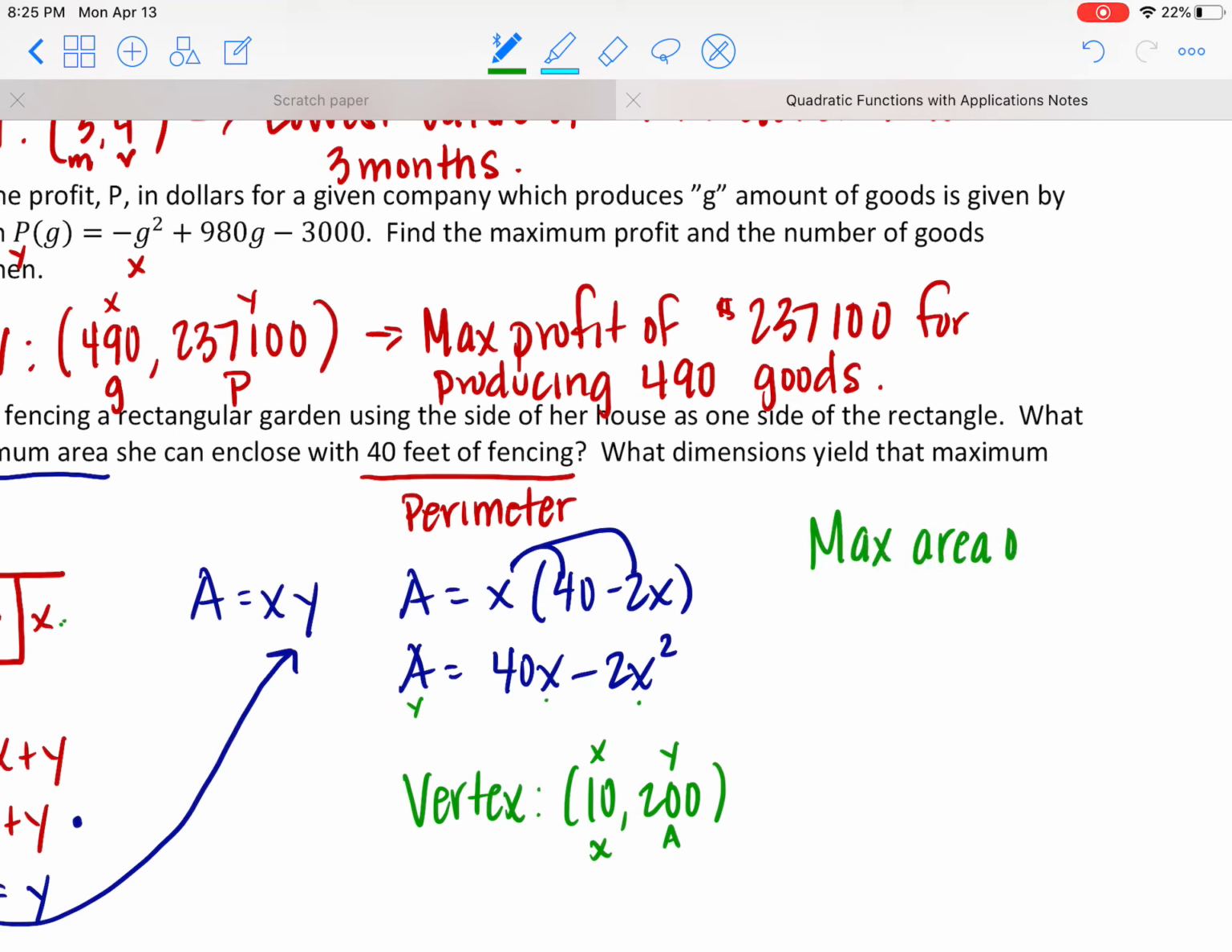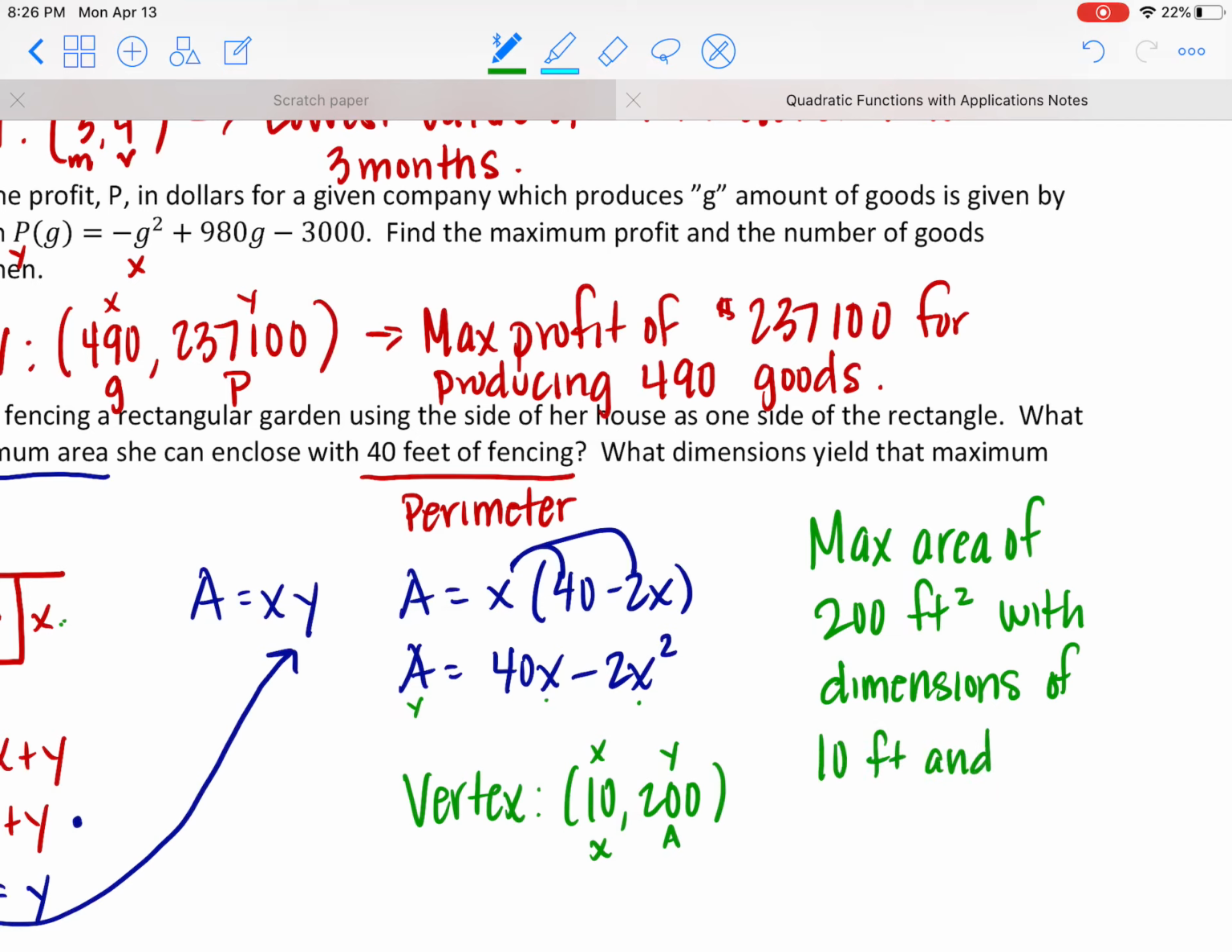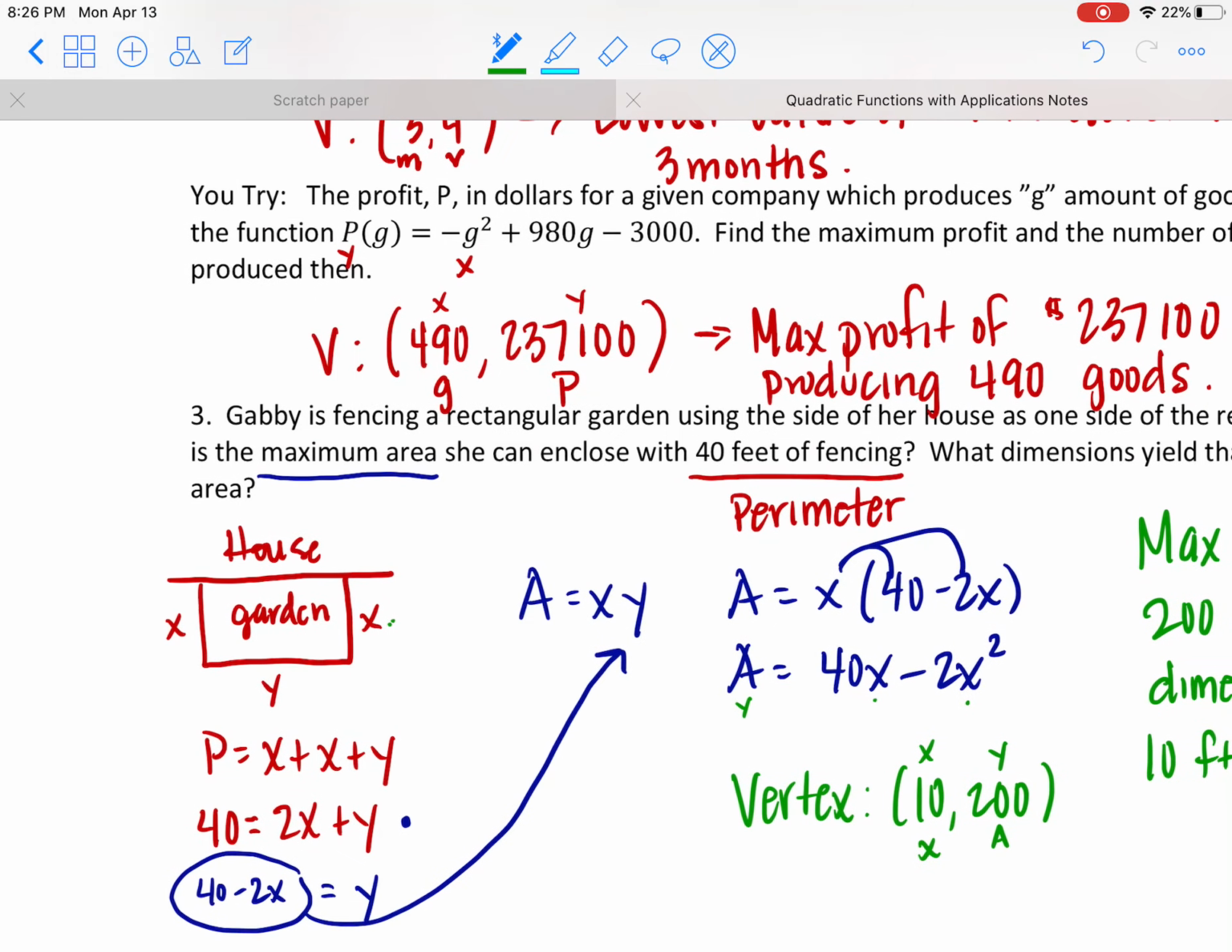So I'm going to have a max area of 200 feet squared with dimensions of 10 feet. That was one dimension. And what does the other one have to be? So let me go back over here. If this was 10 feet and this was 10 feet, that's 20 feet, right? I had 40 feet of fencing. So this has to be 20 feet here to make 40 all together.